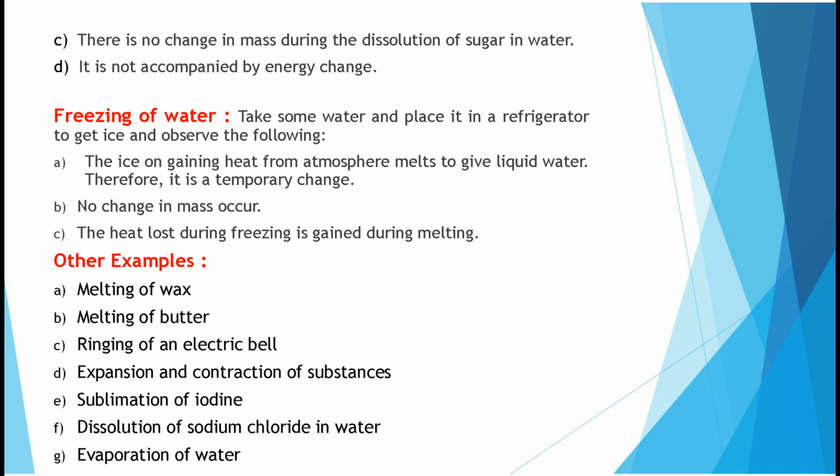You can see other examples of the physical change: melting of wax, melting of butter, ringing of an electric bell, expansion and contraction of substances, sublimation of iodine, dissolution of sodium chloride in water, evaporation of water. So sublimation is also a physical change and a reversible process. It is very important, so keep it in mind. Sublimation is a physical change and it is a reversible procedure.